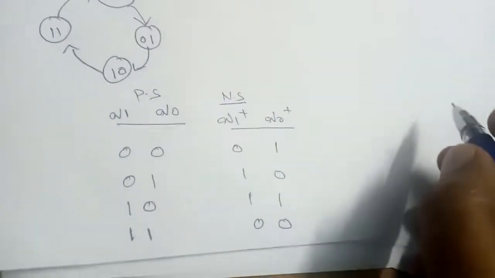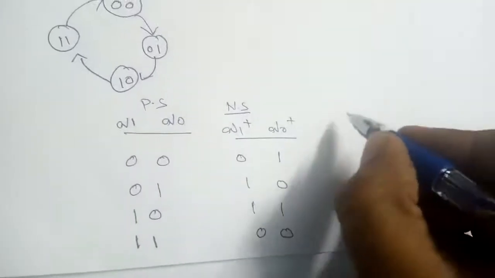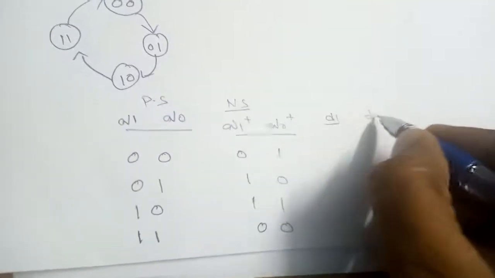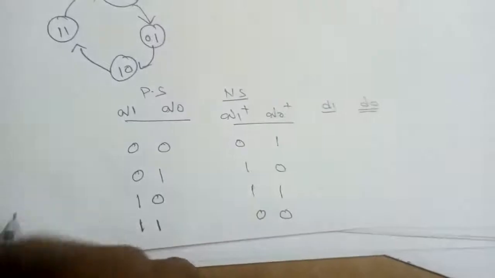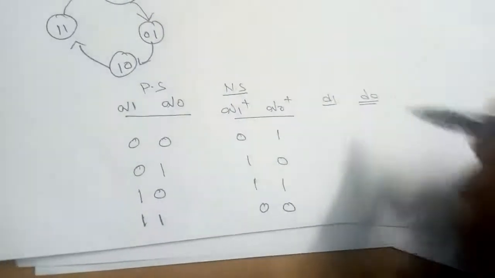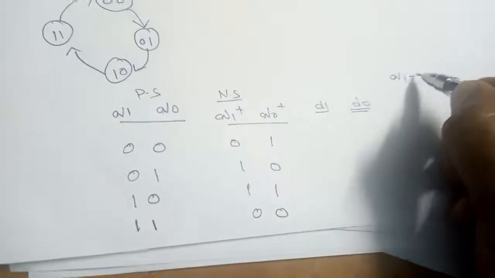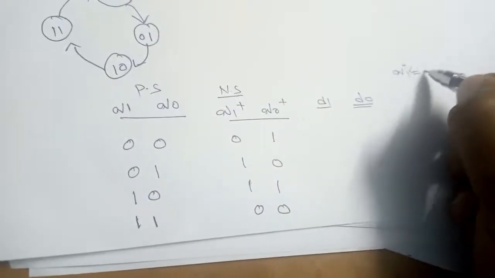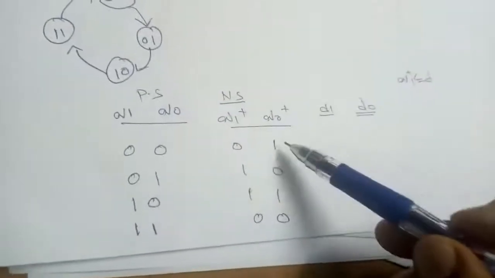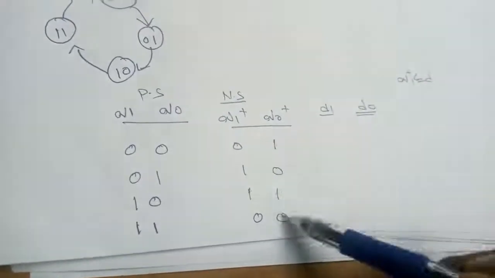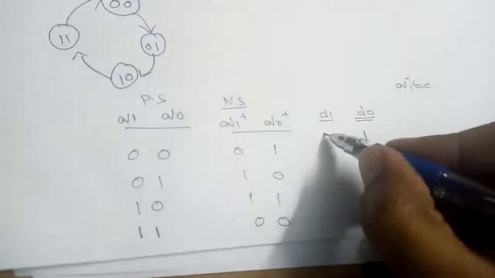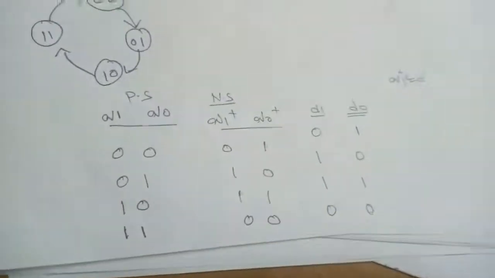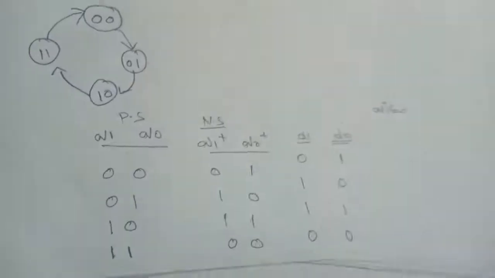Now we have to derive the inputs for these flip-flops. The inputs for the flip-flops are D1 and D0, based on the relationship between the outputs and inputs in a D flip-flop. In a D flip-flop, Q plus, the next state output, will be the same as the input. For Q0, the next state output is 1010, so similarly the D0 input will also be 1010. Similarly for D1, it is 0110. Now I have derived the required truth table.